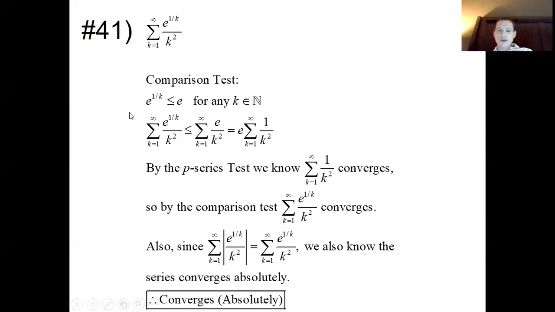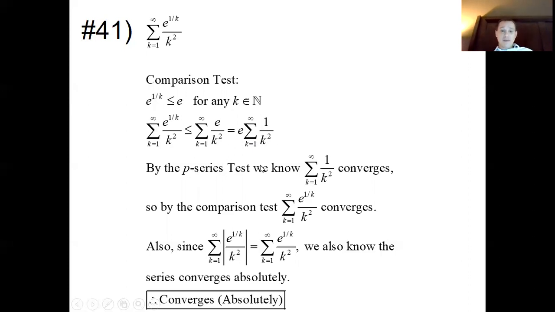Now, why would I want to do that? Because if e to the 1 over k is always less than or equal to e, and the time it's only equal is when k is 1, then this series right here is always going to be less than this simpler series with just an e on top, because this numerator right here is always going to be less than or equal to this numerator right here. So I can compare this to this one and see what I can do with it. Now there's an e, it's a constant, you can bust that out in front, and this is the sum from k equals 1 to infinity of 1 over k squared.